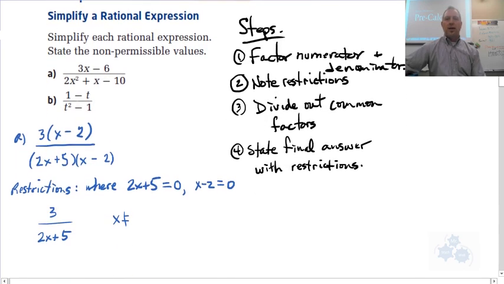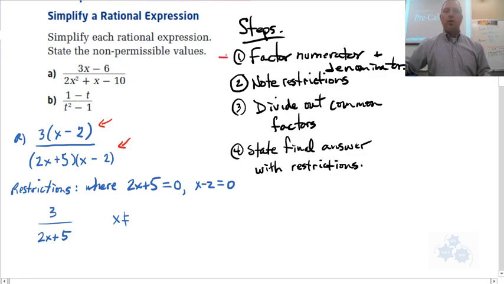So if we want to simplify a rational expression, here are some steps that we need to follow. First of all, we want to factor the numerator and the denominator like I did up here and down here. You want to factor them. Why is that? Because you're going to want to simplify by dividing out any common factors.